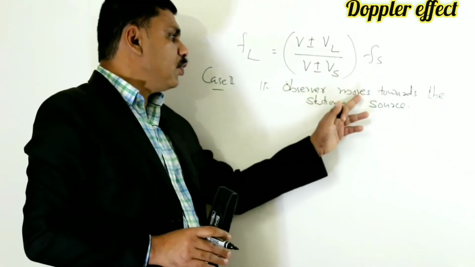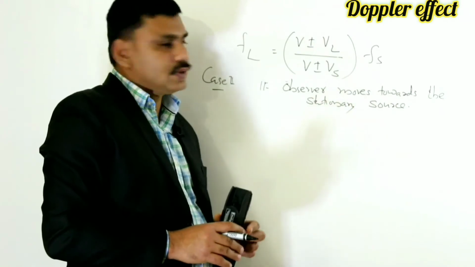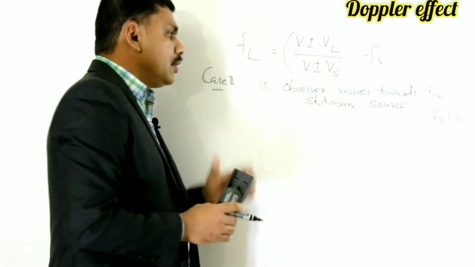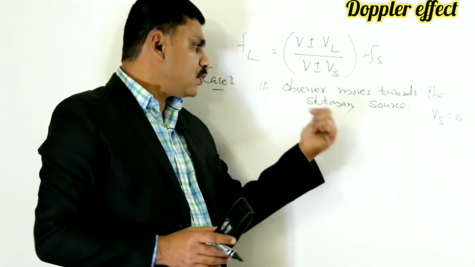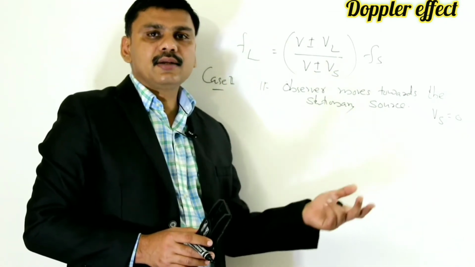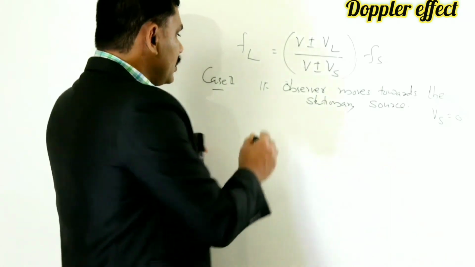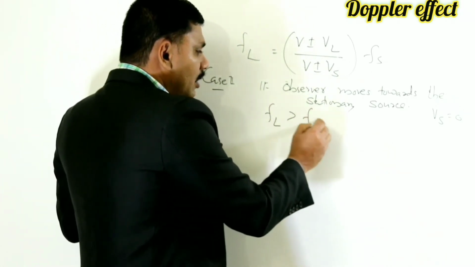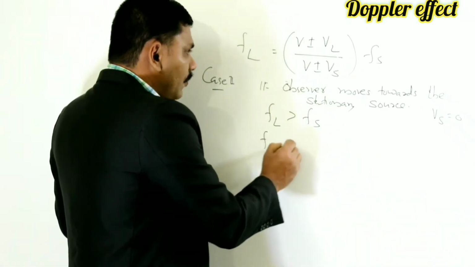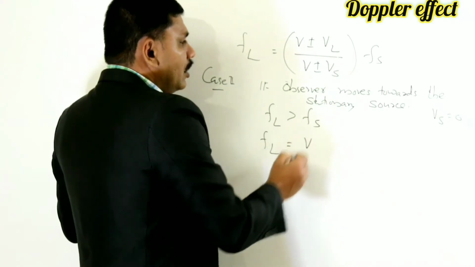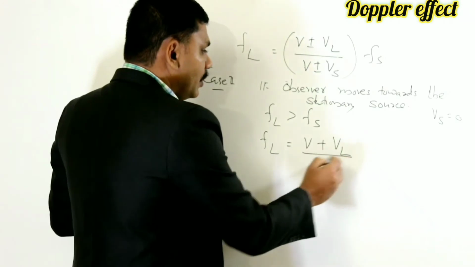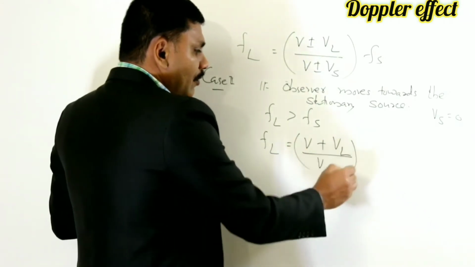Here the observer is moving towards the stationary source. So here the source is at rest, that is Vs equal to 0. When the observer moves towards the source of sound, the frequency heard by the observer will be more than the actual frequency. So the frequency heard by the listener will be more than the actual frequency of the source. So the equation becomes FL equal to (V plus VL) divided by V into Fs.